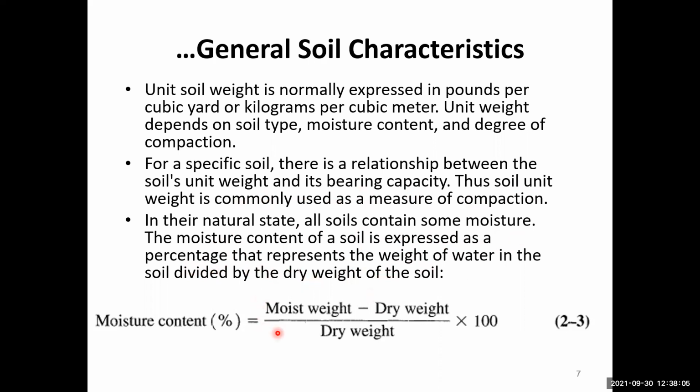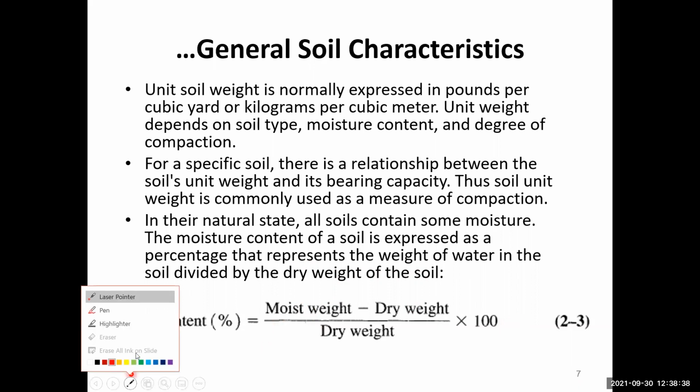So this type of formula you may have also learned in your soil mechanics or geotechnical engineering course. Moisture content of the soil is equal to the moist weight, that is the weight of the wet soil, minus the weight of the dry soil. That will give us the weight of the water in the soil. The weight of the water in the soil divided by the dry weight of the soil, and multiplied by 100, will give us the moisture content of the soil in percentage.